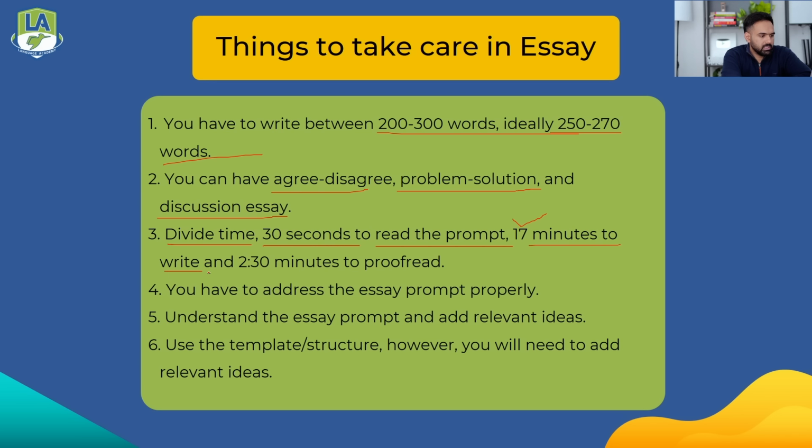Divide your time. You've got 20 minutes. Out of these 20 minutes, spend the first 30 seconds to 1 minute to read the essay topic and understand it. 17 minutes to write your answer. Please spend 2 to 3 minutes to proofread. Remember, you have to address the essay topic properly and add relevant ideas. You can use the template and structure, but you'll have to add relevant ideas, otherwise things are going to be difficult.